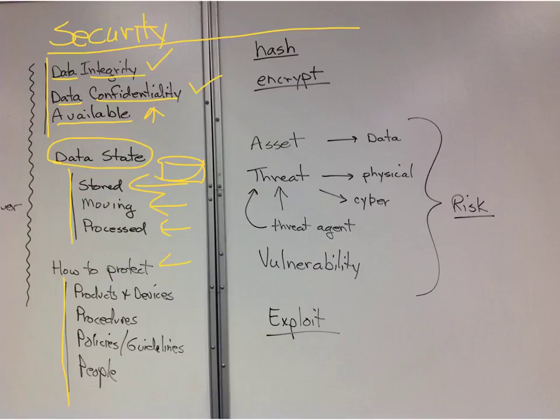How do we do that? Products and devices, virus software, logins. There's all kinds of things we can do. Firewalls, lots of things we can do. We can have procedures, rules to follow. We can have a procedure on how to do something, how to keep your data secure. We can have a policy or a guideline that tells us these are the things that are true about our data in terms of what we can do and can't do.